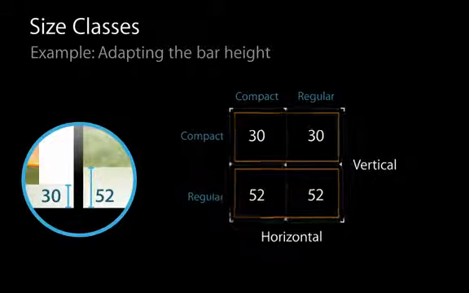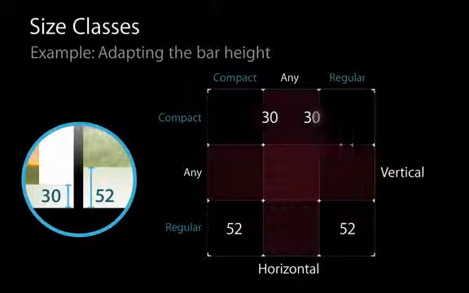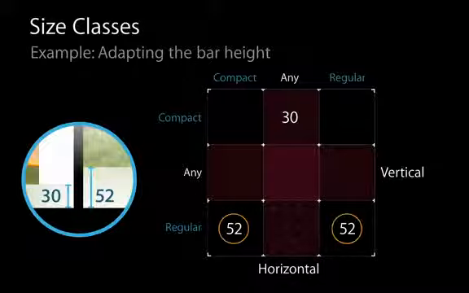So Interface Builder exposes a third value in the size class called any. And any is simply, as its name suggests, either of the size classes. So I can say that I want that 30 to be for any horizontal class. I don't care what the width is. All I care about is the height, which is compact. What about this 52? Well, I could also put it in any for regular, but where I really want to put it is in any.